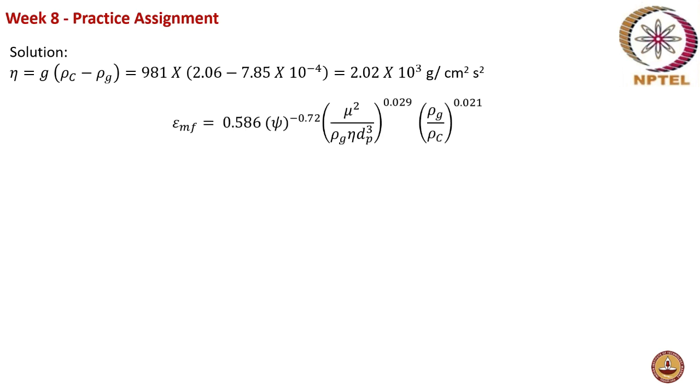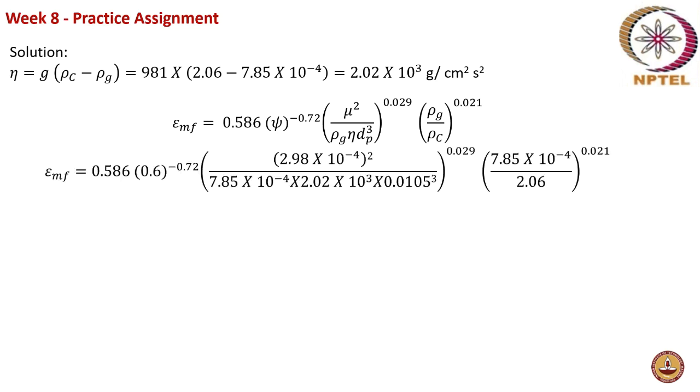And then here again, the porosity at minimum fluidization is to be calculated. So, the same formula: 0.586 times psi to the power of minus 0.72, times (mu squared by rho_g eta d_p cubed) to the power 0.029, times (rho_g by rho_c) to the power 0.021. We have all the terms because they have given psi as 0.6, mu as 2.98×10⁻⁴, d_p as 0.0105 centimeter, and rho_g and rho_c are also given.